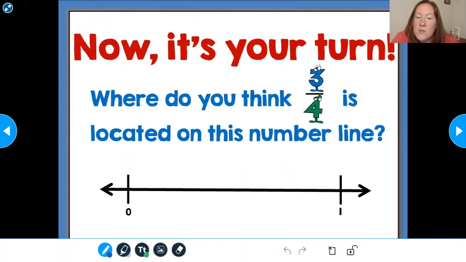It's your turn now. So I'm going to ask you, where do you think 3/4 is located on this number line? Take a look at your number line. It's the exact same that we just did, but now instead of breaking it into thirds, we're breaking the number line into 4, count it, 4 equal parts, because that's what the denominator tells us. So pause the video and draw this number line right now. Do it with me. I'll wait. Make sure you pause it.